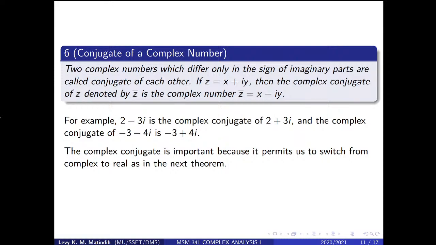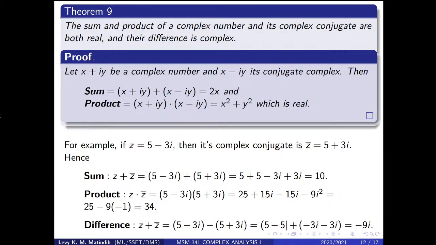So now, what is so important about this complex conjugate? The concept of complex conjugate is very important in that it usually helps us to switch from complex to real. It helps us to switch from complex to real numbers and from real numbers to complex numbers. Now, let's look at this theorem, which is helping us on how to switch. You have this complex number, how can you make it to be a real number?